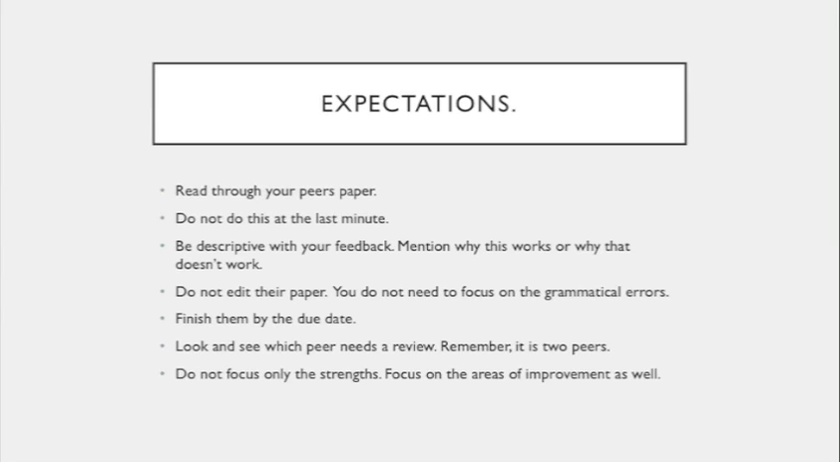Look and see which peer needs review. Remember, it is 2 peers. So always make sure that you're checking that each one of your peers has at least had 2 people review their paper. Look out for one another, and it is important that all of you do this. Do not focus only on the strengths, focus on the areas of improvement as well. In the next couple of slides, I will go over the strengths and the areas of improvement and go more into detail with these 2 sections.